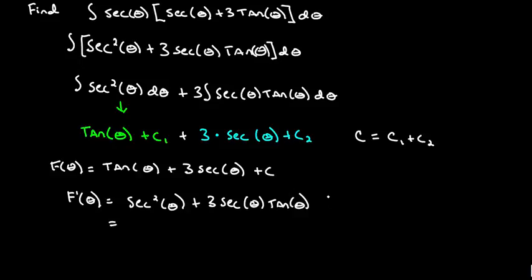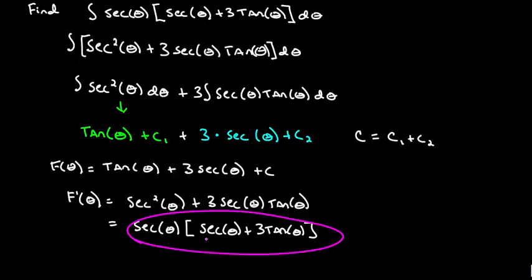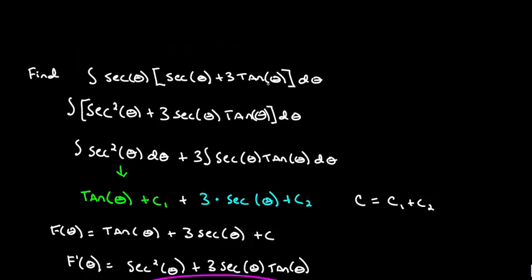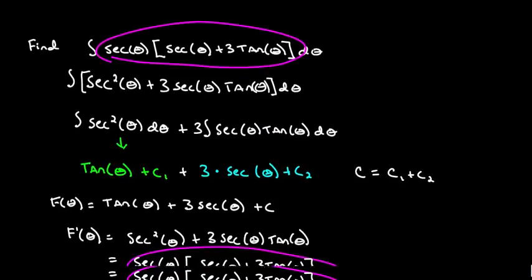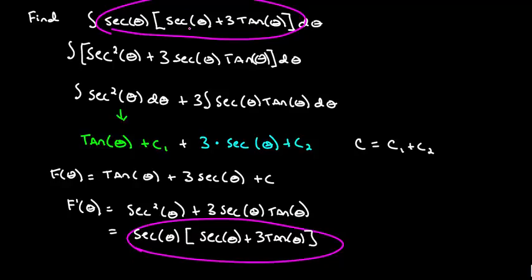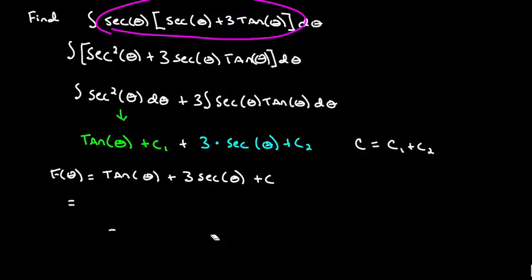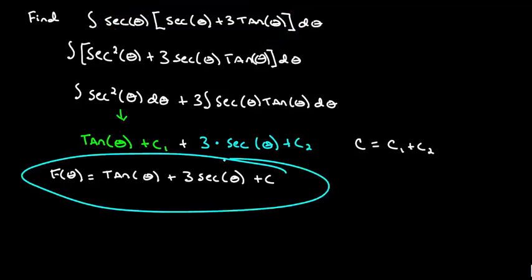And if we factor out the secant, we're left with secant theta times (secant theta plus 3 tangent theta). And this, if we go back to the original problem, is the integrand. And so since this matches the integrand, we must have found the right antiderivative. So our check works. We can always check. And our final answer is this right here.